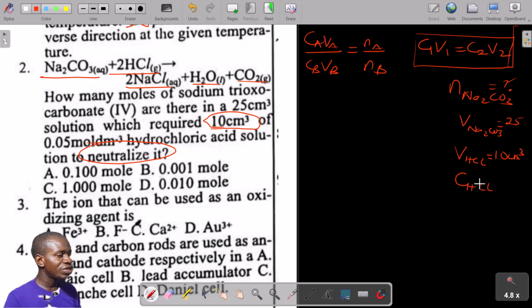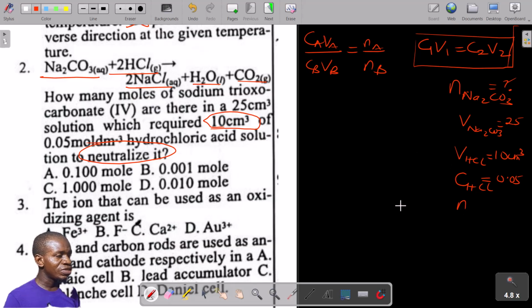How did I know that this is concentration? They say the 10 cm cube of 0.05 mole per dm cube. Mole per dm cube is called molar concentration, and we always represent it with letter C. So our molar concentration of our acid is given as 0.05 mole per dm cube. So how do I get my number of moles? Let me show you.